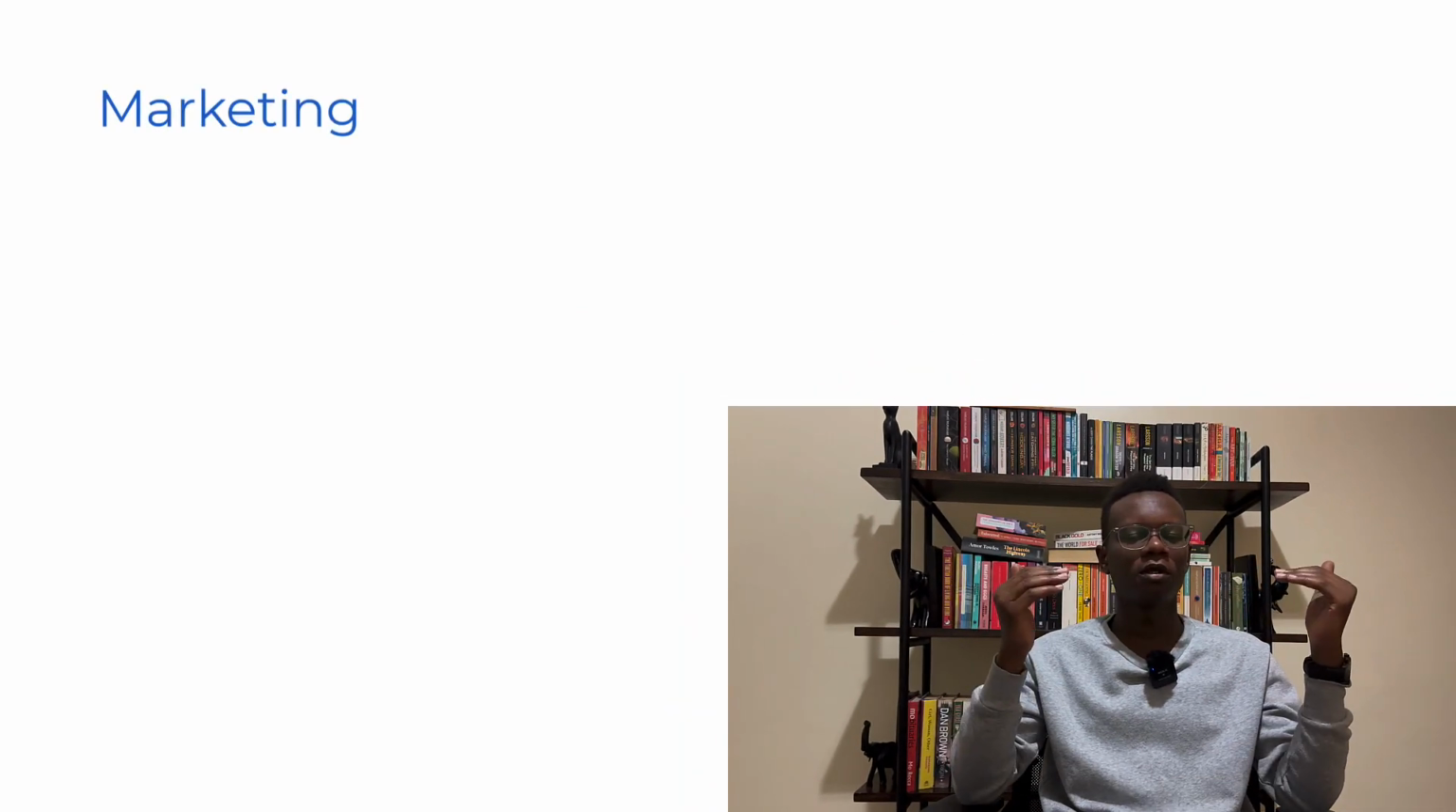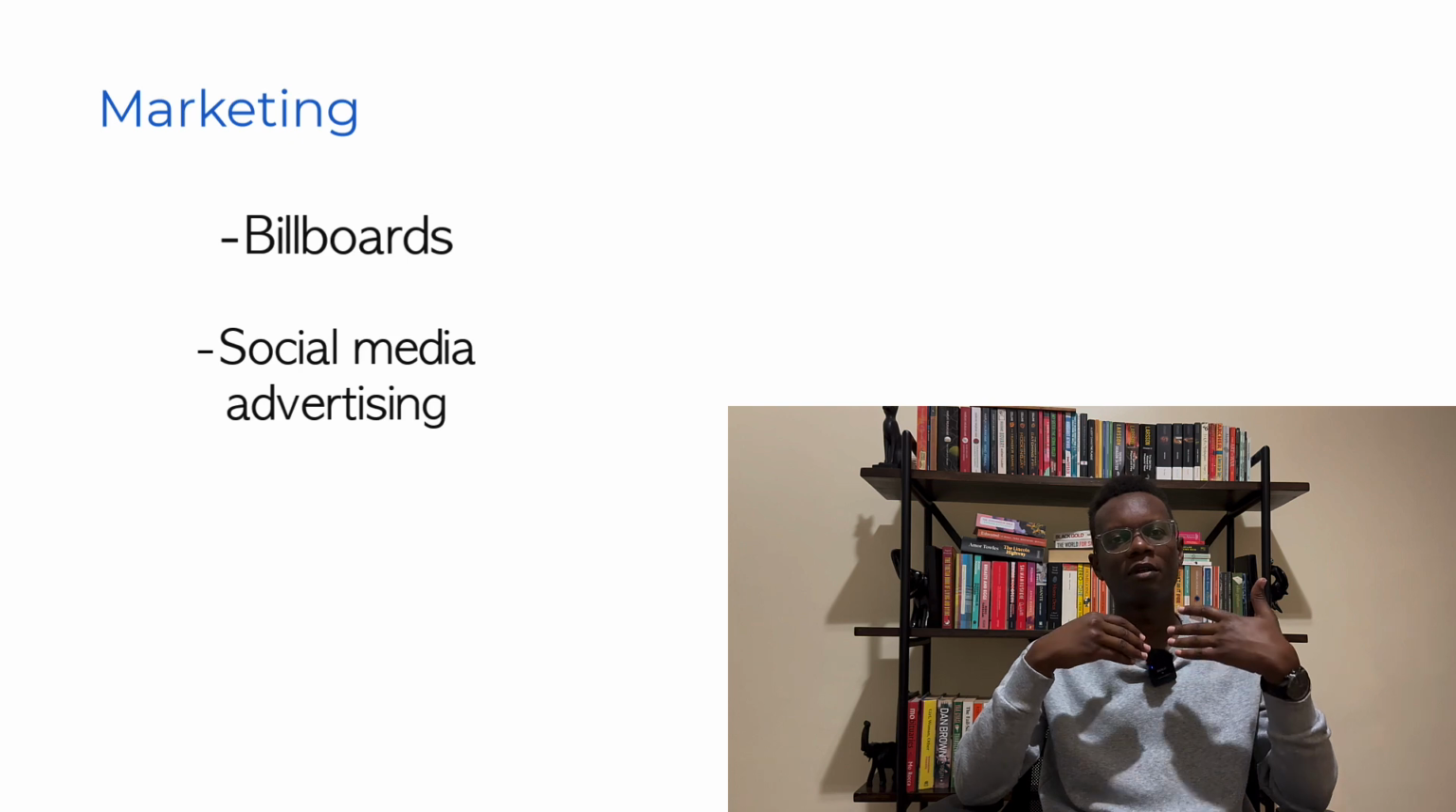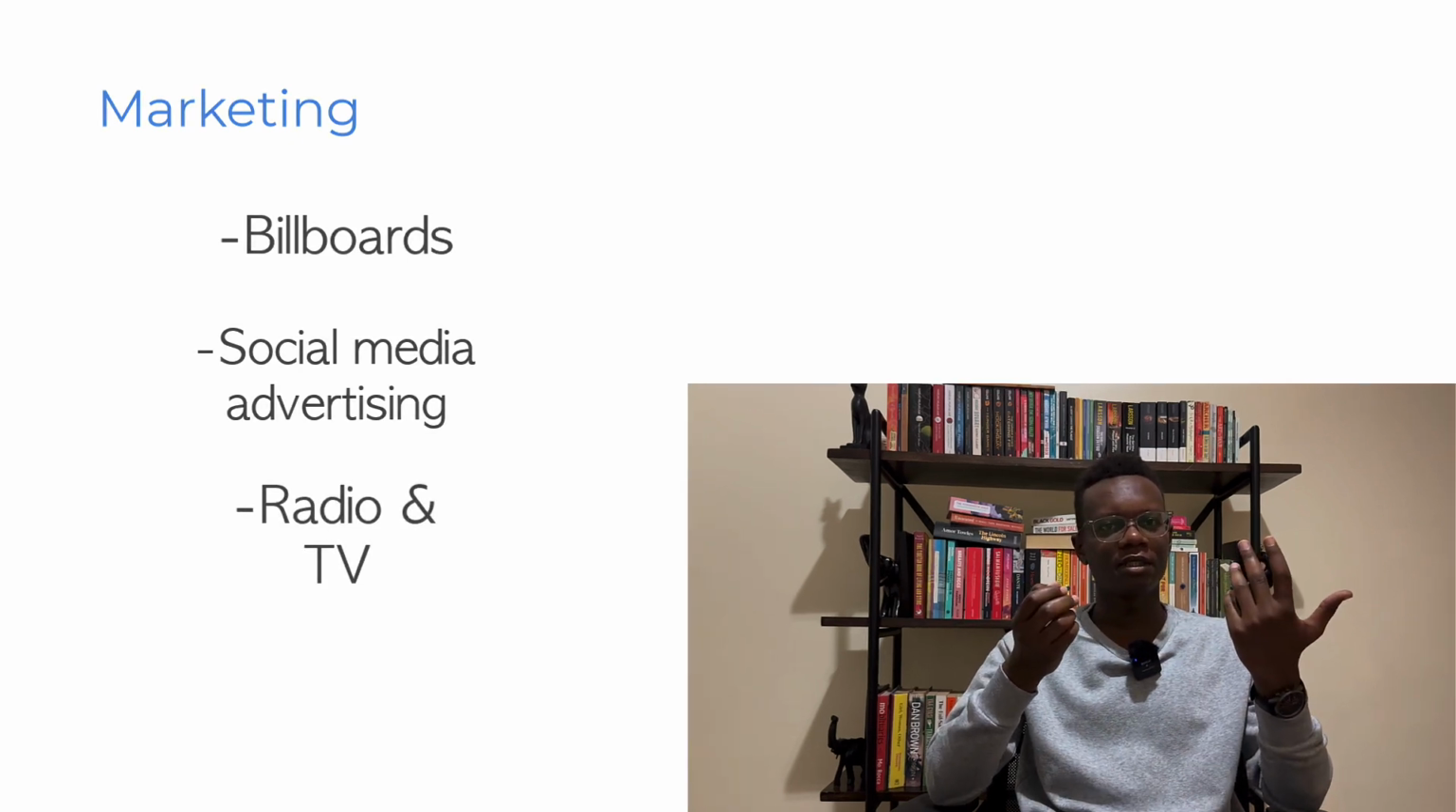So rather than model our expenses as one big block, what we should do is have different categories, and then under those categories we'll have other subcategories. So for example, a major category would be something like marketing. So marketing will be an overall cost, and under marketing we can have various other sub costs. So for example, we could have our billboards, we could have our social media advertisement, we could have our radio and TV advertising.